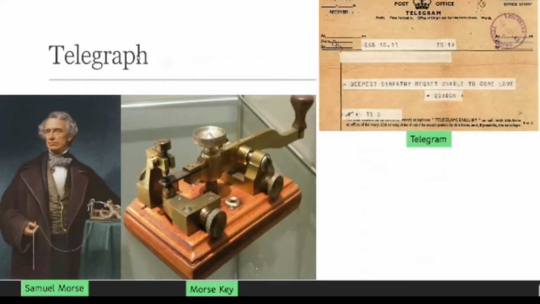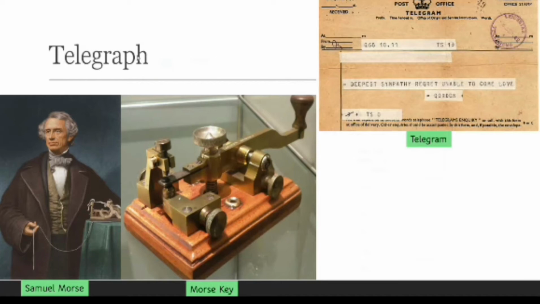Next is telegraph. Urgent messages can be sent through telegrams. The telegraph was invented by Samuel Morse. It is based on the coded language of dots and dashes. The instrument is called Morse key.